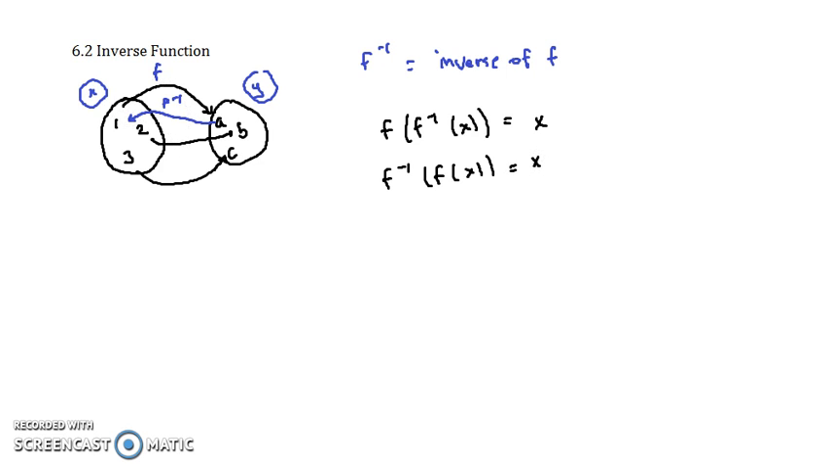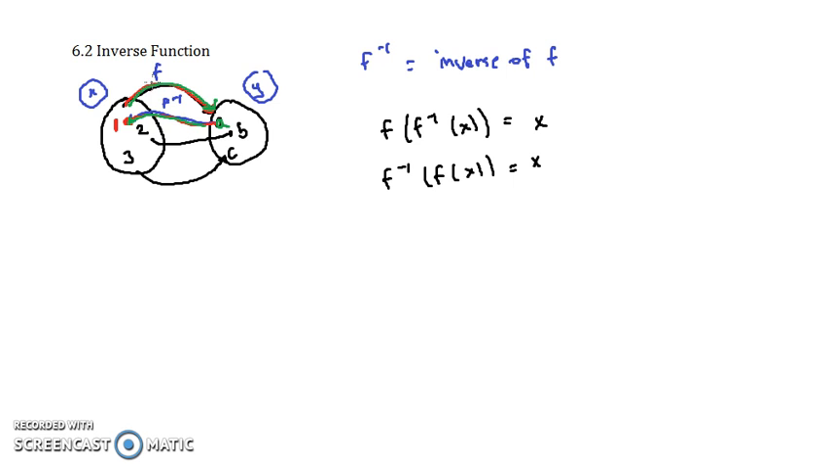So what that means is, if we're starting at x, the function is going to take us to another value, and then the inverse is going to take us back again. Or in other words, if we're starting here, then the inverse is going to take us to a value, and the function is going to take us back again. So basically, the function and its inverse undo each other.